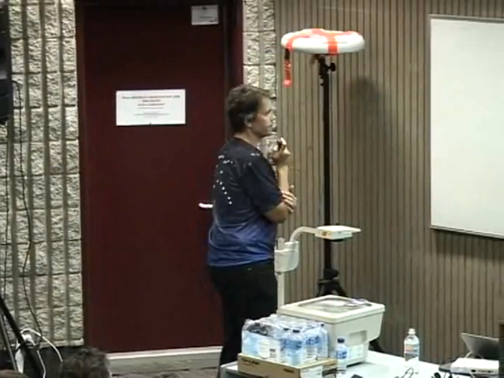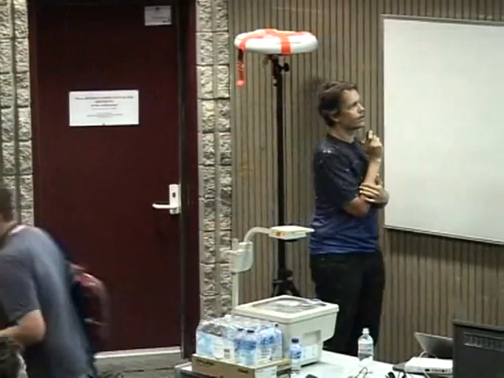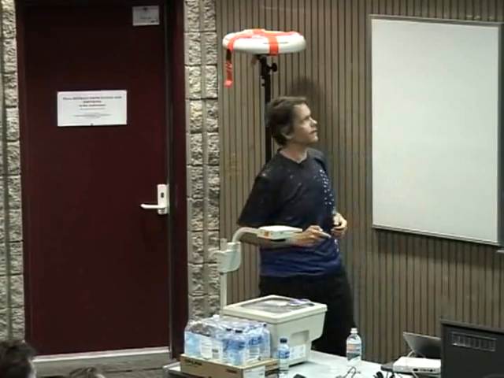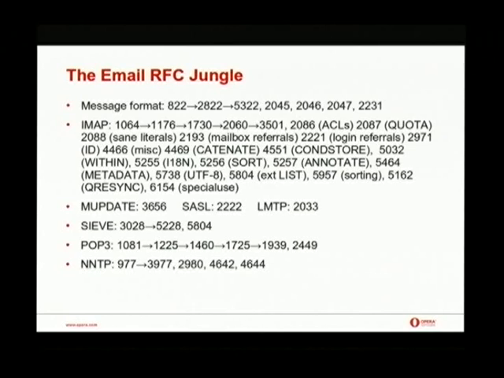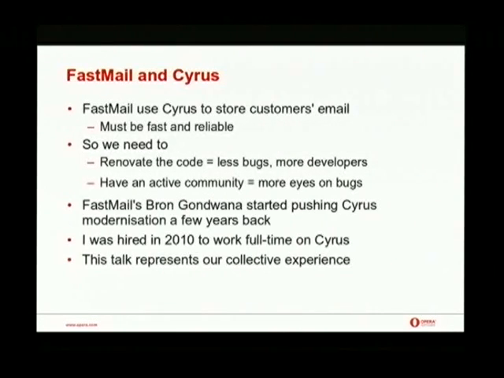And thirdly is the actual domain that we work on is a maze of twisty little RFCs, some of which, and IMAP is my particular favourite, are enormously funky. And how funky? That's the email RFC jungle. Lovely, isn't it? Yeah, it's awful. There's dozens and dozens and dozens.